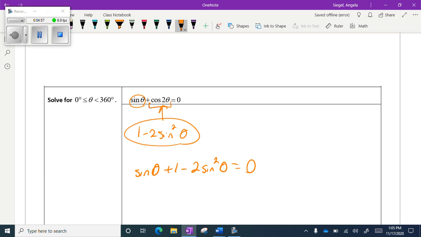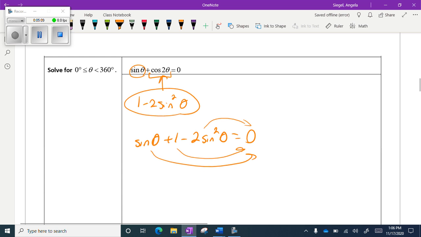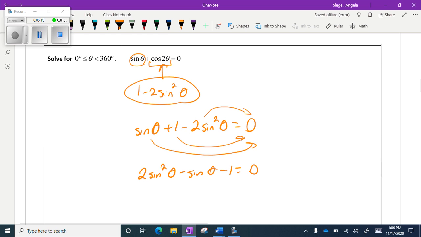And then I think I'm going to move my terms around and factor it. So I'm going to make this positive. So think about moving everything over here, if you will. So I have 2 sine squared theta minus sine of theta minus 1 equals 0. And in my brain, I'm not thinking that. I'm thinking 2x squared minus x minus 1 equals 0.